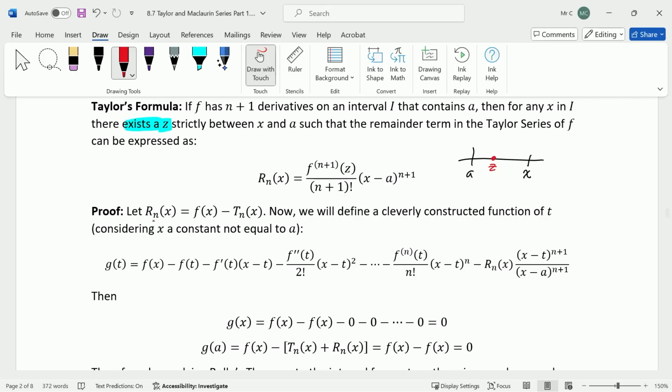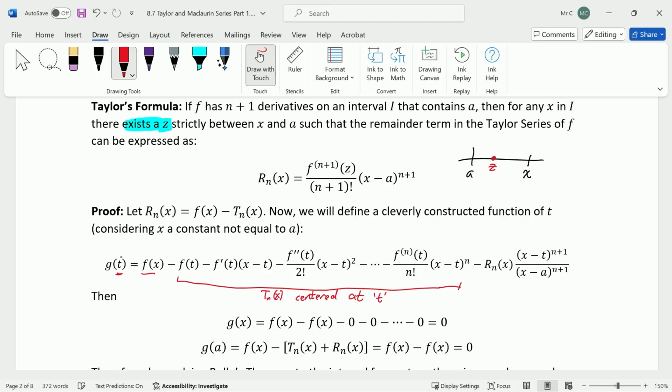So let the remainder be f of x minus t sub n of x. Now we will cleverly define a constructed function of t. So we will be considering that x is treated as a constant that's not equal to a. So this function is a function of t. We're calling it g of t. And you can kind of think of g of t as being f of x minus the nth degree Taylor series centered at t.